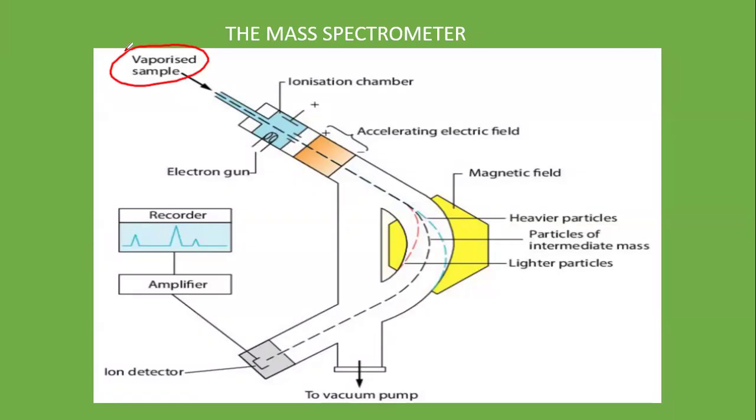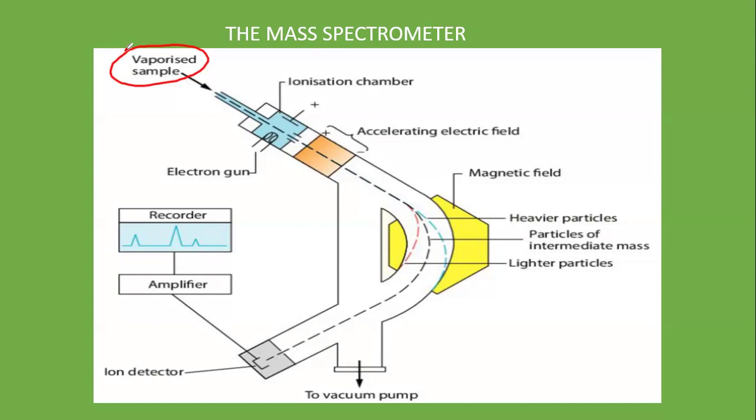The second stage of the analysis of the sample is the ionization chamber. In this ionization chamber, there are two things that are very important. We have the positive electrode, and we have the negative electrode, and so we also have the electron gun chamber. The electron gun chamber is a column where electrons are being shot against the sample. The electron that is being bombarded is just one electron. It's released from a hot filament.